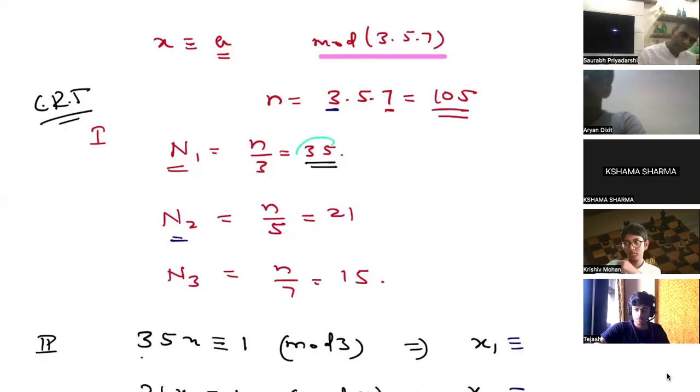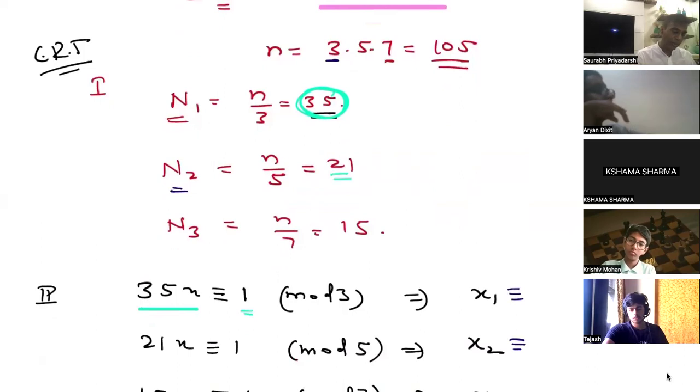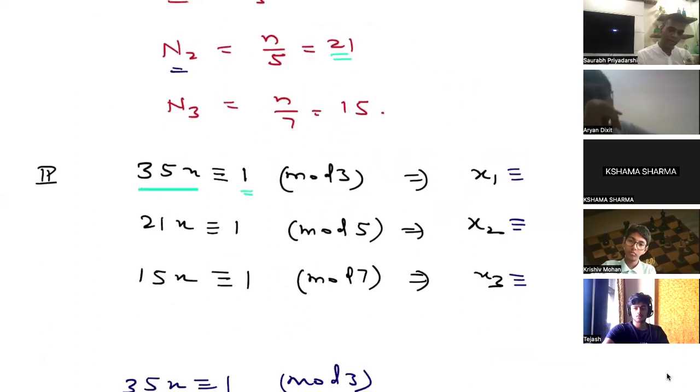Whatever the number, for the first one it is 35. So I'm multiplying this 35 with x, and this is congruent to 1 mod 3. Similarly, the second number is 21, so I'm multiplying 21 with x, and this will be 1 mod 5. Same with 15: I'm multiplying 15 with x, congruent to 1 mod 7.